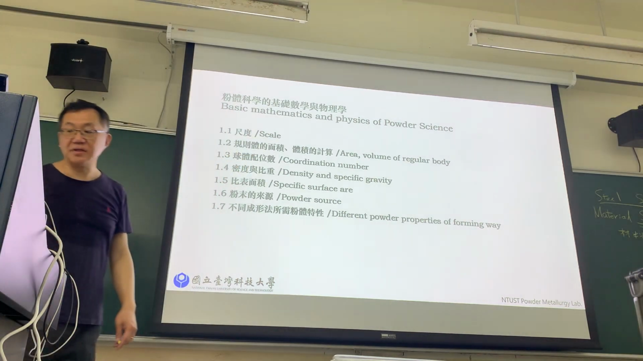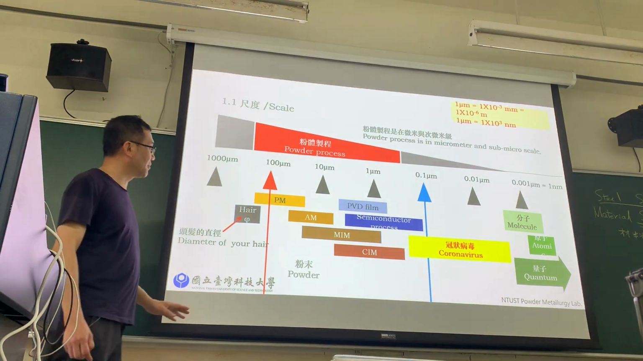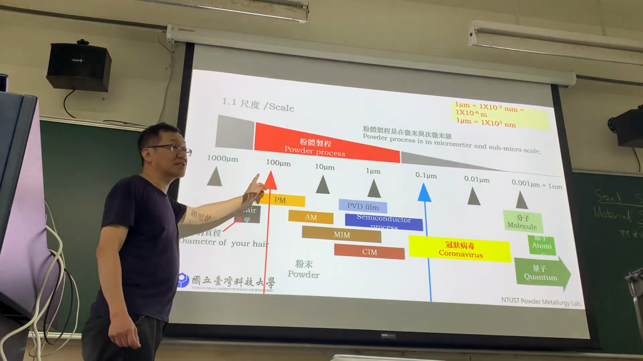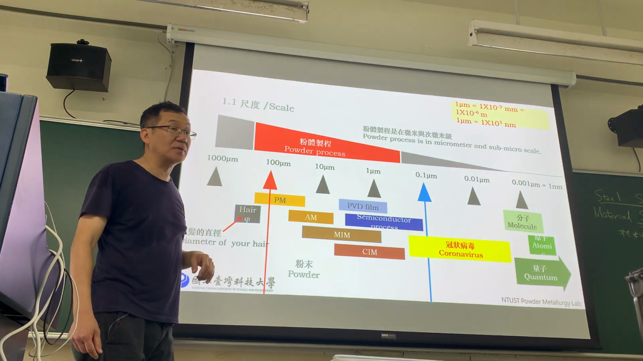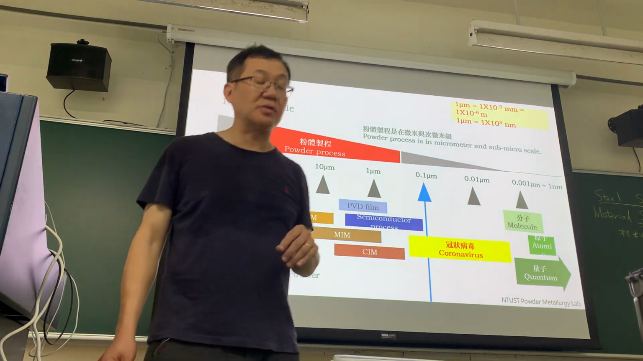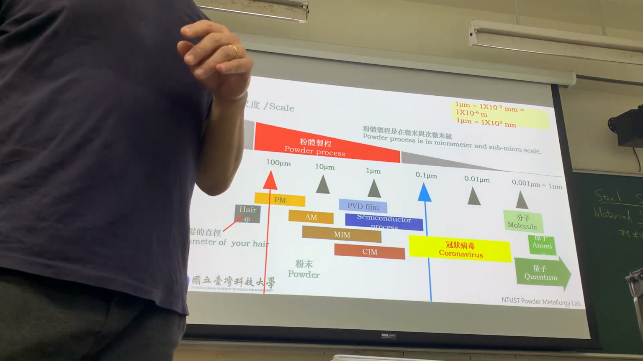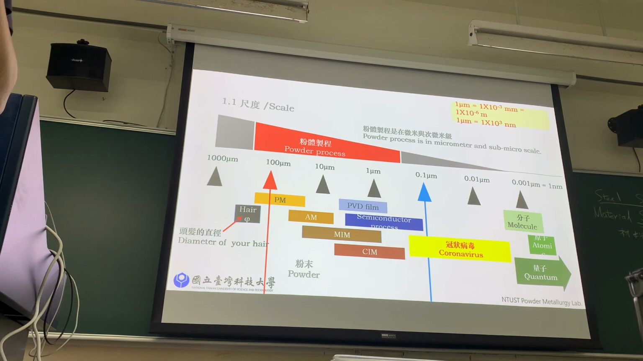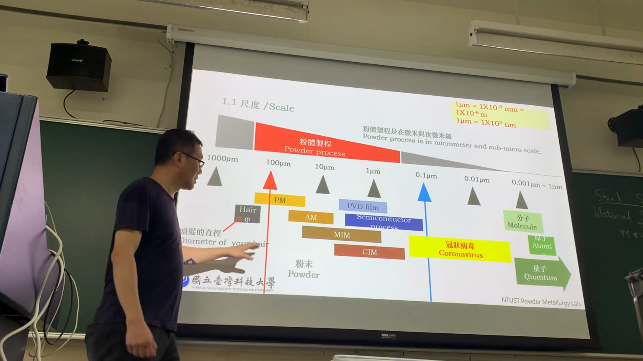Okay. The first is very easy. We define: if one particle is smaller than 100 micron, smaller than 100 micron, we call this one powder. If bigger than 100 micron, we call this one particle. But particle also includes powders. In English, it's this one.